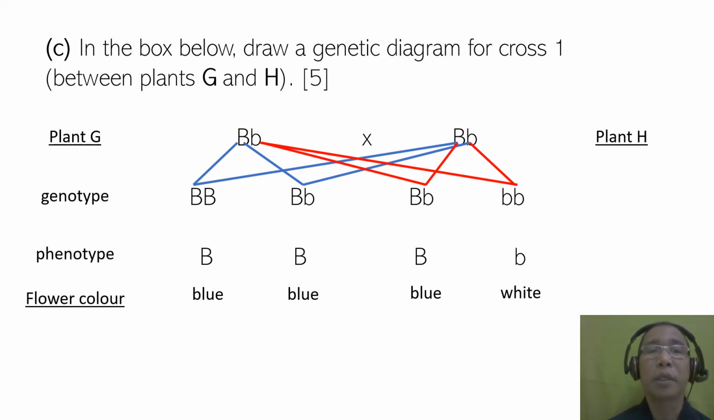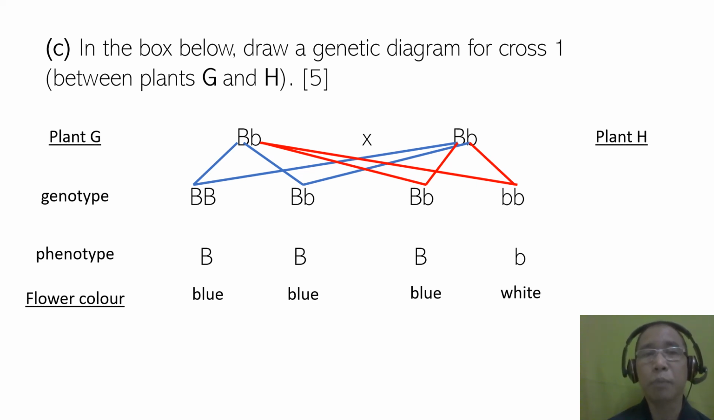Now we cross. We take the B and cross to B, capital B and capital B, we have capital B and capital B. Then the capital B to the small letter b in the plant H, we have capital B and small letter b. Then we'll go to the small letter b in plant G. So we cross it with plant H. The small letter b to the capital B, we will have capital B and small letter b. Next we cross again small letter b to small letter b. Then we have small letter b and small letter b.